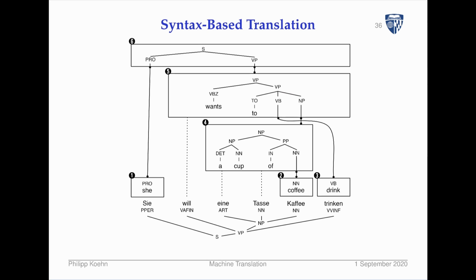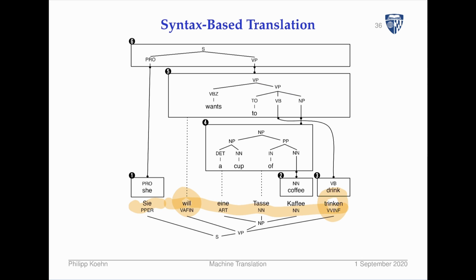So here I have a German sentence. Sie will eine Tasse Kaffee trinken, which if you just translate it word by word means she wants a cup coffee drink. And the really tricky one here is, of course, the wants blah, blah, blah drink, where the verb is at the end of a sentence and has to be reordered.